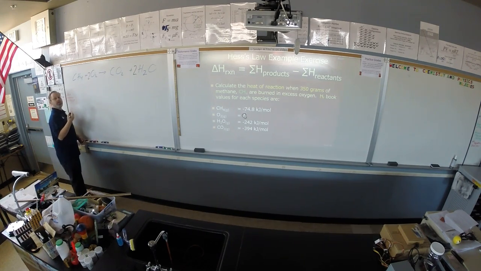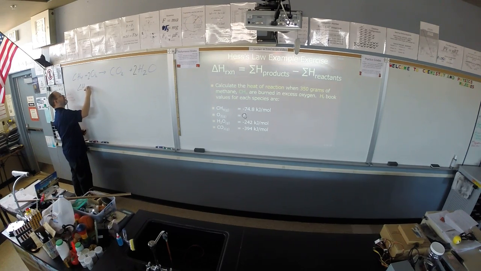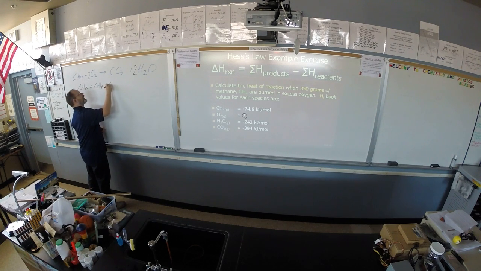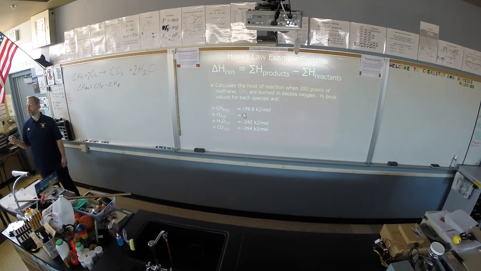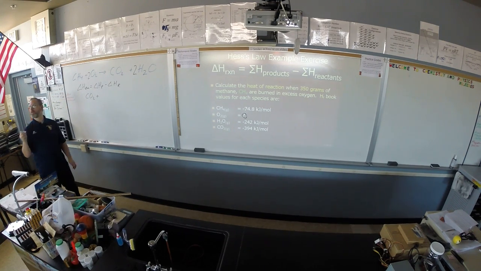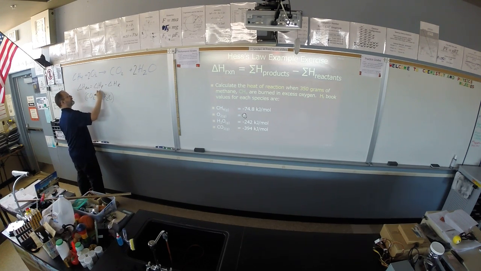Once you have the balanced chemical reaction, to write Hess's law is delta H of reaction equals delta H products minus delta H reactants. Right? Products minus reactants? Yes. Alright, so what's one of my products? CO2. And what's my other product? 2H2O. So there's my products.